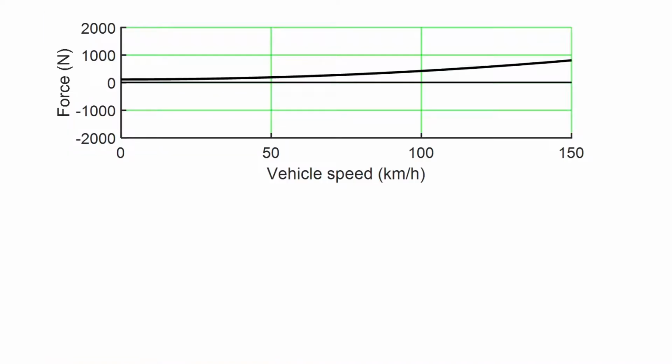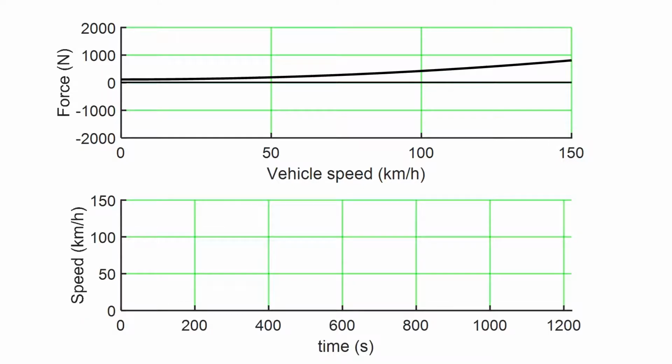To analyze the results, we create a force speed diagram in which the operating point can be plotted. The black curve is the running resistance curve for the vehicle on a flat road, and it will be used as a reference. The speed of the driving cycle is plotted as a function of time in the lower diagram.